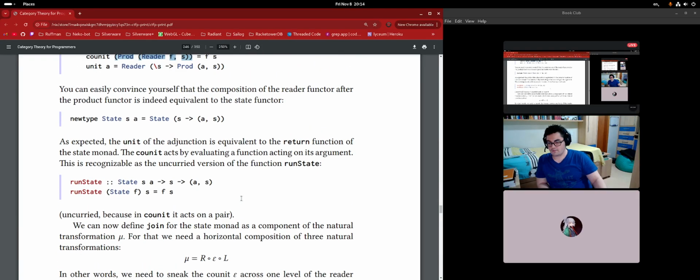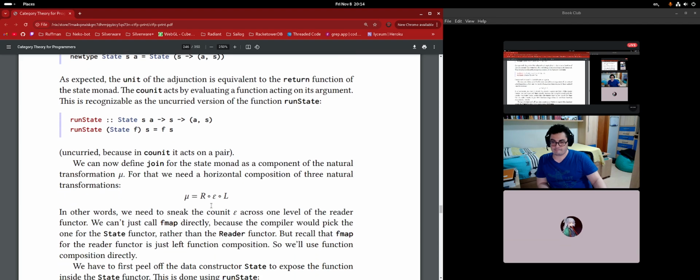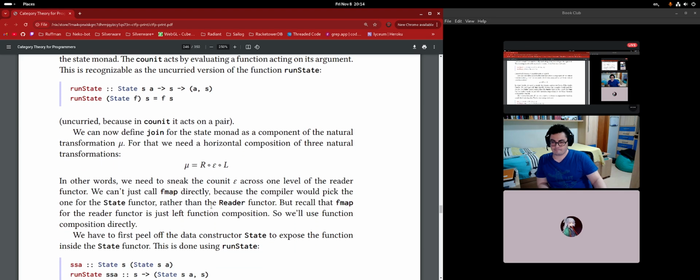But okay, so what's coming is actually a reader then. We grab the reader, apply L to it, which is going to wrap it into a prod, apply epsilon to it again, get rid of it, and then apply R to it. R is the reader, which is exactly this, right? We can't just call fmap directly because the compiler would pick that one for the state functor rather than the reader functor. But recall that fmap for the reader functor is just left composition. So use function composition directly.